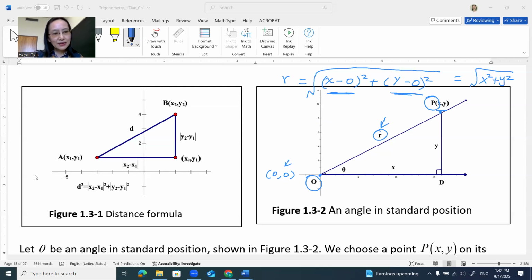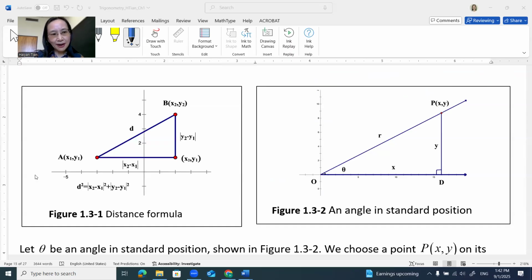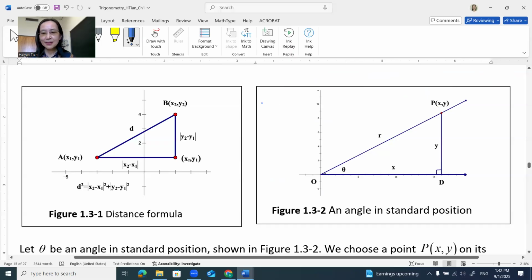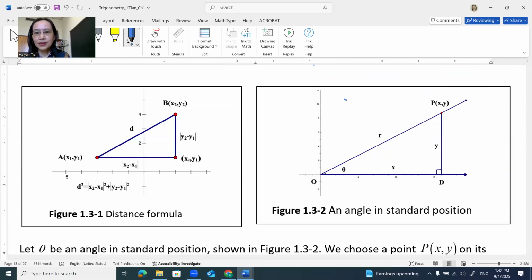Now, as long as we have x, y, and r, we can define 6 trigonometric functions for this angle theta. So let's look at the sine.